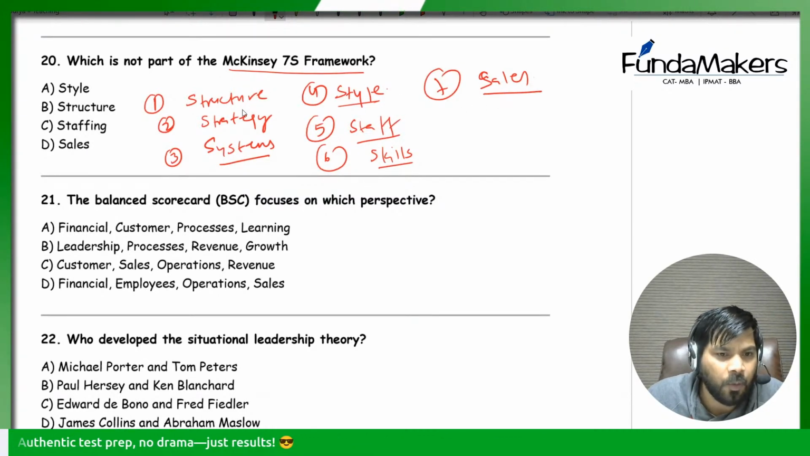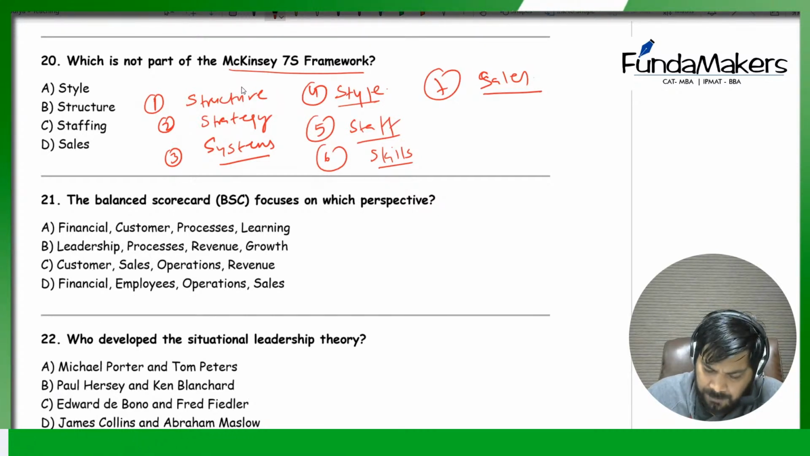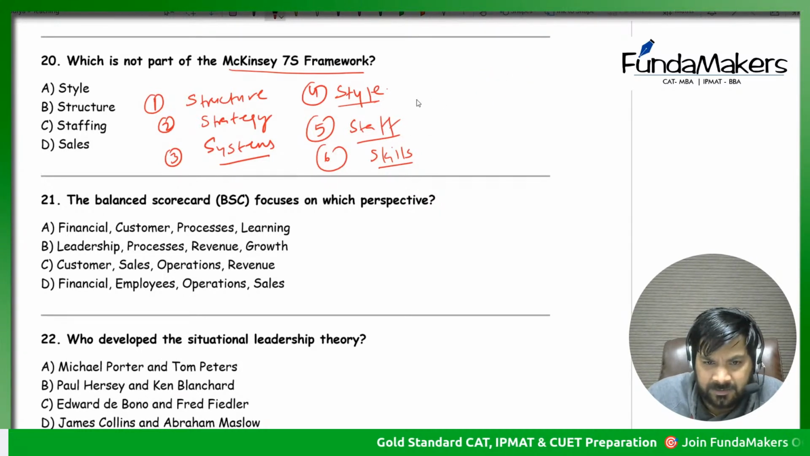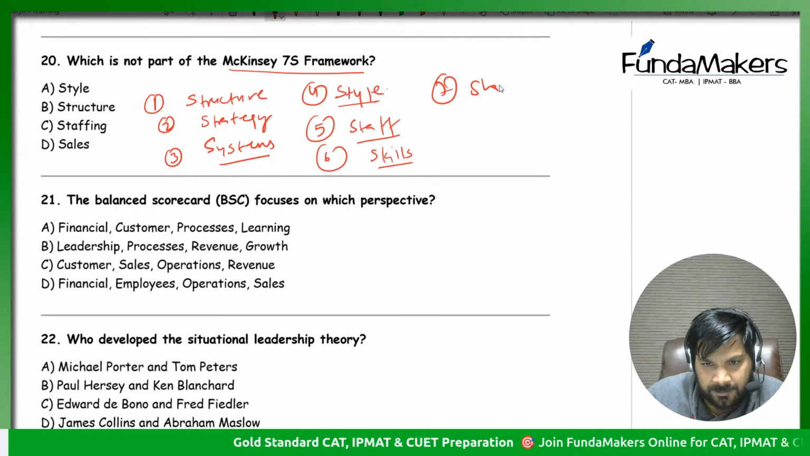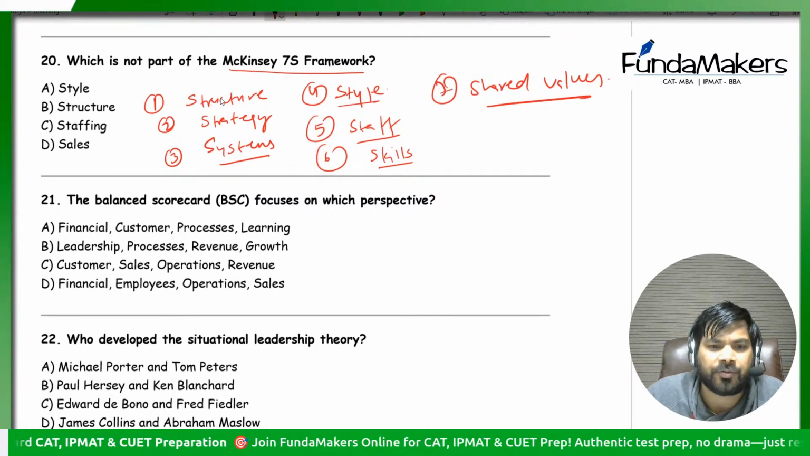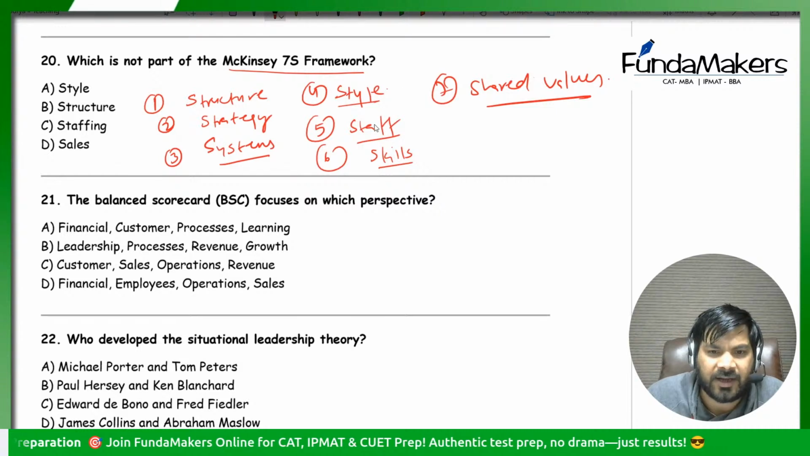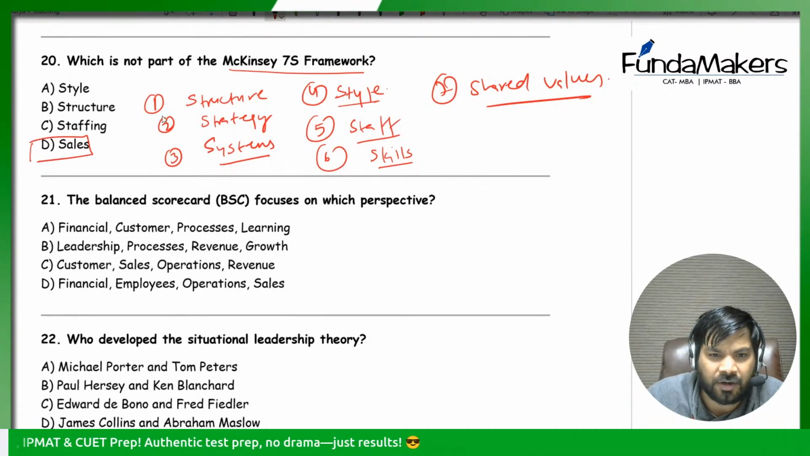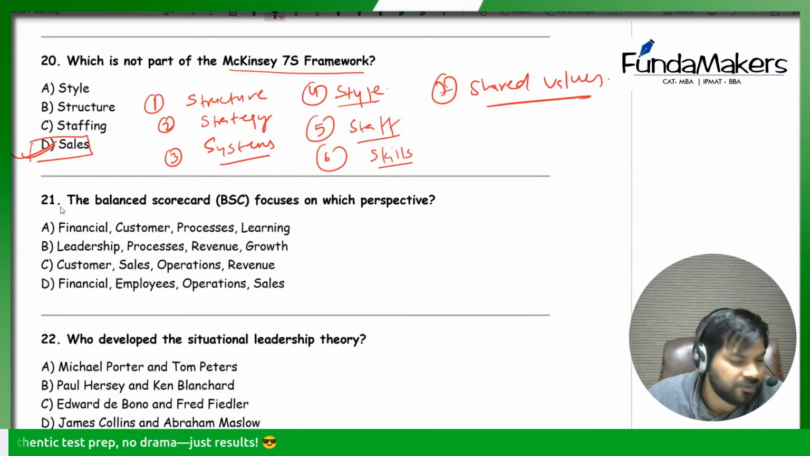Right now, what is not a part? Not a part. All right. Okay. Sales is not a part of it, right? The seventh is shared values, right? I'm sorry. It's shared values. Okay. Shared values. So structure, strategy, system, style, staff, skills, and shared values. Sales is the end product. It is not a part of the framework. So the correct answer should be D.